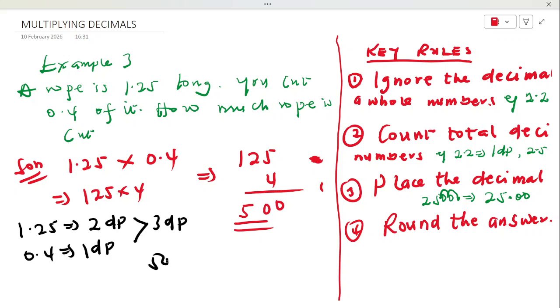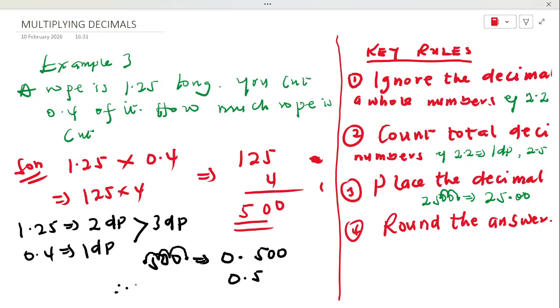So you write your 500, you stand in front, you move how many times? 3 times to the left. So 1, 2, 3. So the decimal point will now be here, giving you 0.500. And this can also be written as what? 0.5. It doesn't change anything. Adding more zeros does not change the value of the digit.